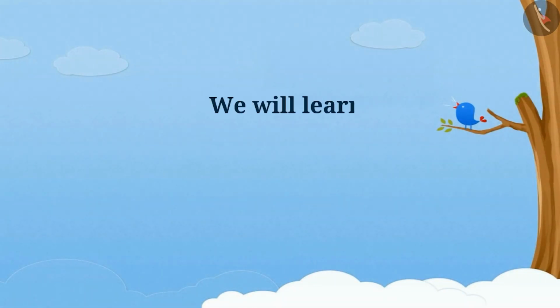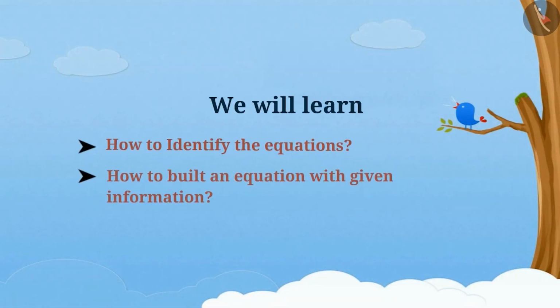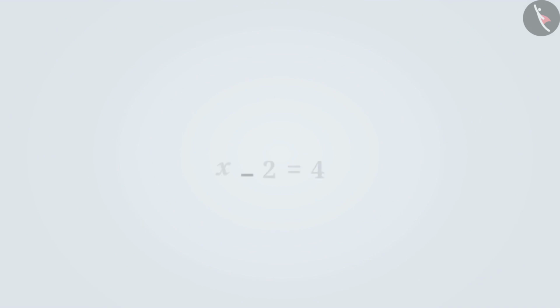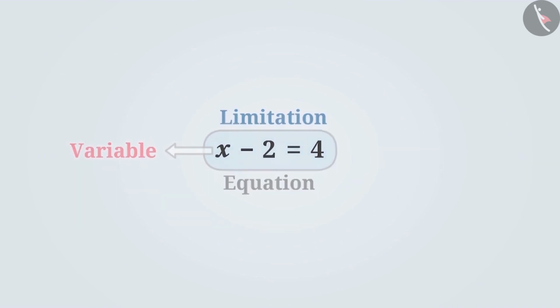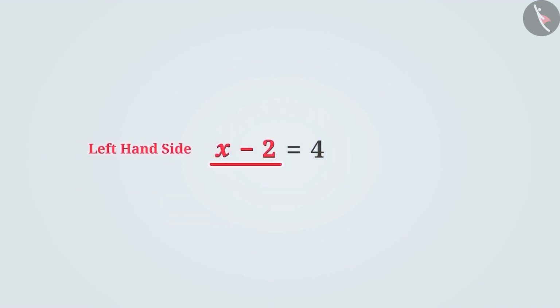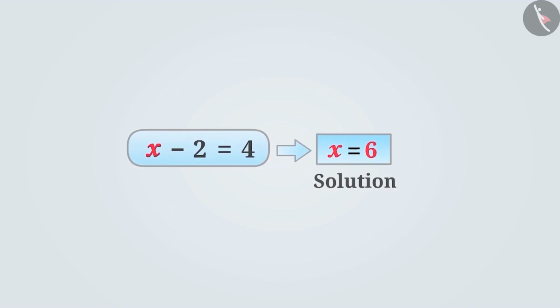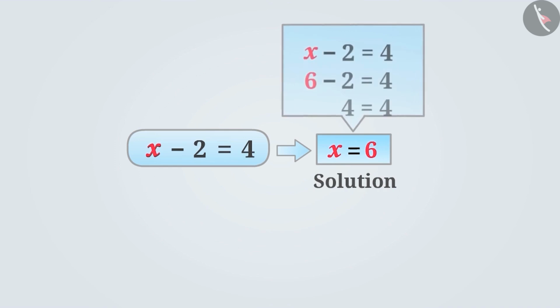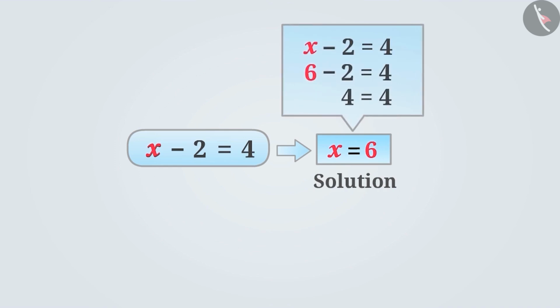In this video, we will learn how to identify the equations and how to build an equation from the given information. So far, we have understood that there is a restriction on the equation with a variable. Its left-hand side and right-hand side have equal values. This is expressed by the symbol of equality. Each equation has only one solution that satisfies the equation or condition. With some examples, we will understand equations more thoroughly.